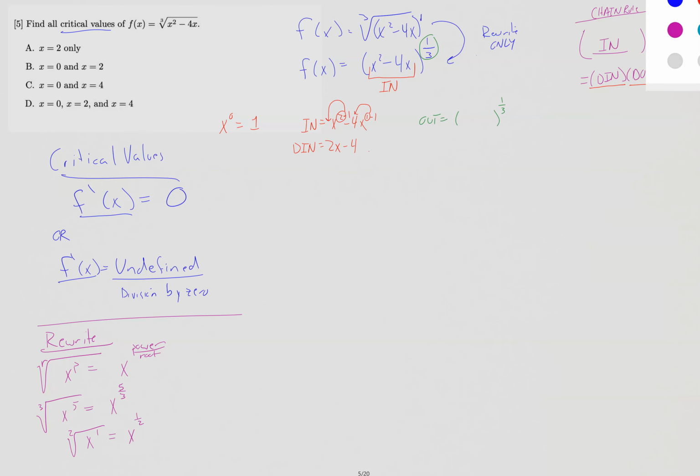And now I'm going to accomplish my d out, the derivative of the outside piece. So this is really just a big power rule. I'm going to bring this 1/3 down in front. I'm going to leave alone all the stuff on the inside there, and then I'm going to subtract 1 from the power, which would be negative 2/3.